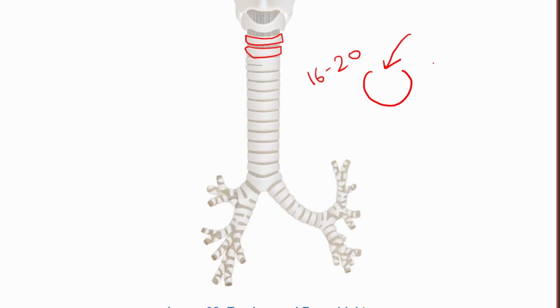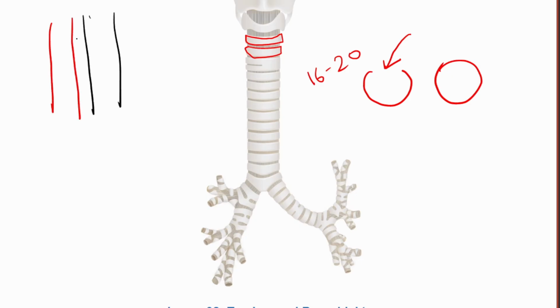Why is there a gap? Why is it not a complete circle like this? Because the esophagus sits right behind the trachea. Let's say this is the trachea, and just behind the trachea, let's say this is the esophagus. As the esophagus sits right behind the trachea, the cartilaginous ring remains open.